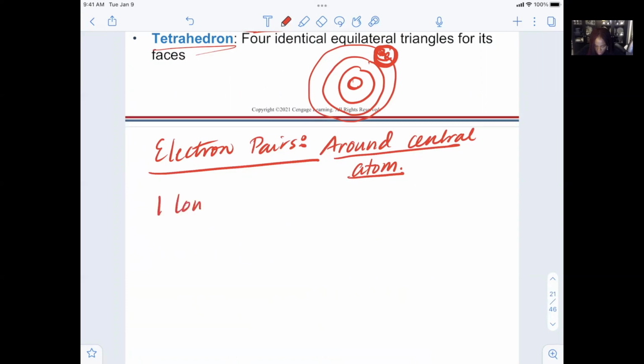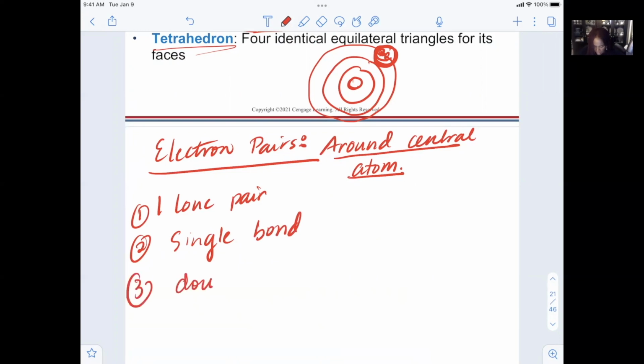One lone pair counts as an electron pair, okay? And then the second one is a single bond. Remember, one single bond is made up of two electrons, right? So one pair of electrons. And the third one is going to be a double bond. Then the fourth one is going to be a triple bond. Okay? So these are called electron pairs.